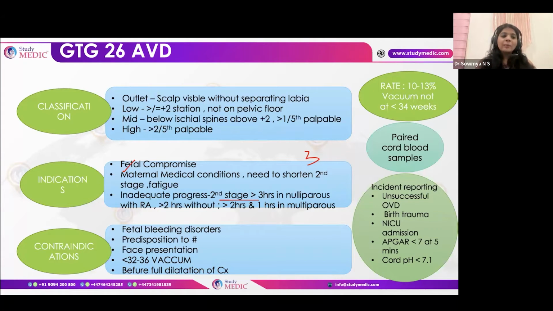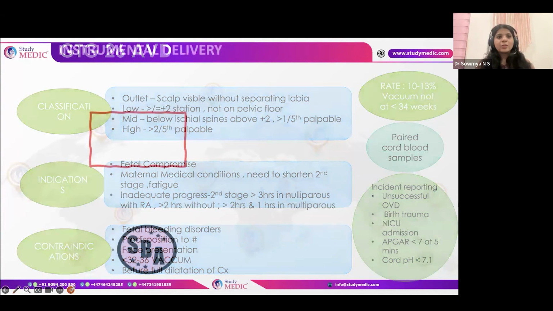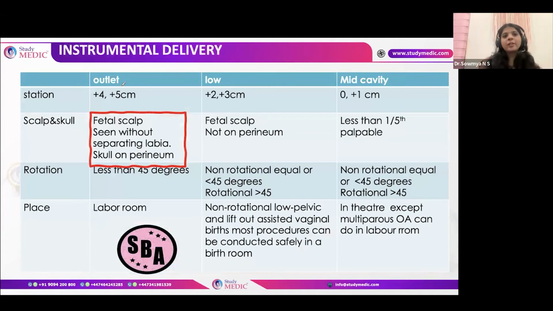And you need to be taking paired cord blood gas samples. So you really need to know these indications as well. So this is what I was trying to tell you. Scalp and skull, like where it is.